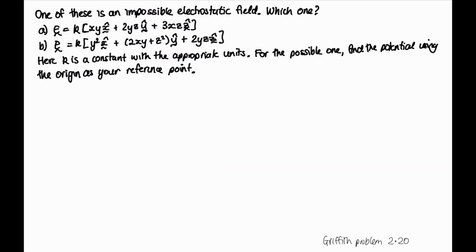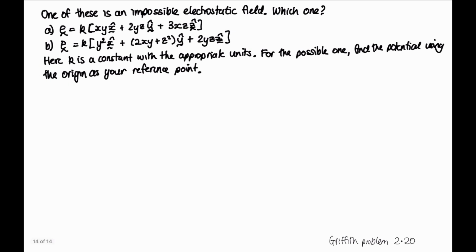Okay, so let's put this into practice by solving a problem. So this is problem 2.20 from Griffiths. In this question it says one of these is an impossible electrostatic field. Which one? So let's start with that part. We know that for an electrostatic field, the curl of the electrostatic field has to be 0. So what we're going to do is calculate the curl of both of these so-called electric fields and see that they satisfy that condition. So let's do A.